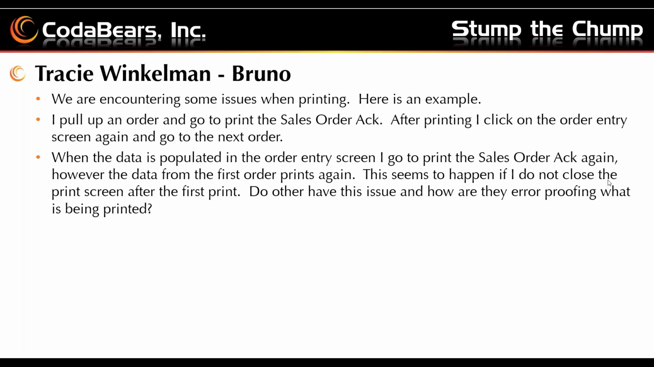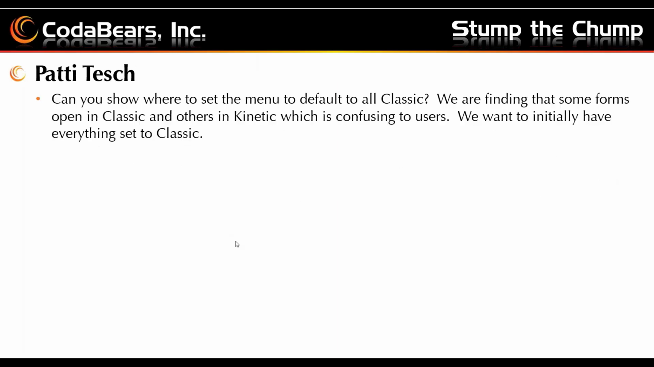Okay, next one up: Patty Tesh sent in a chat this morning, so I went ahead and added it. Can you show where to set the menu to default all to classic? We're finding that some forms open in classic, others in Kinetic, which is confusing their user base. They initially want to have everything set to classic. Is Blake still on the call? I know he was the one who did that over at AY. Blake was unable to attend; he had a meeting to get to. Does anybody have that option?